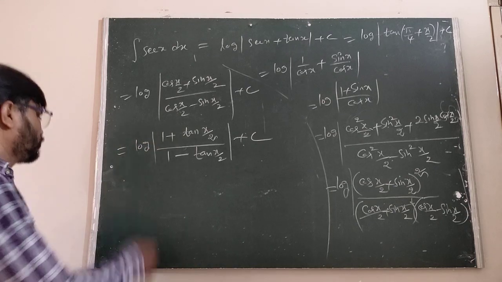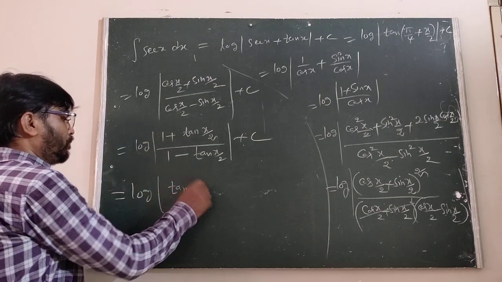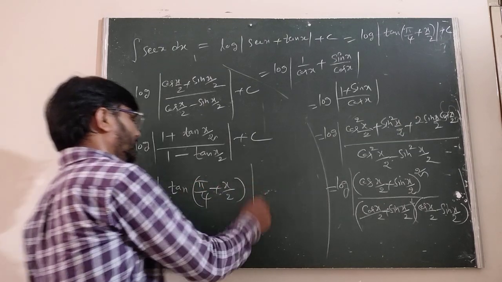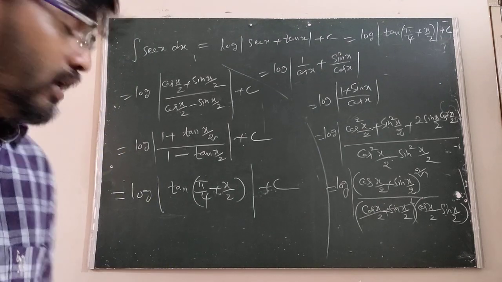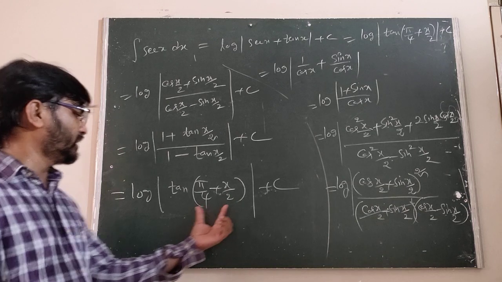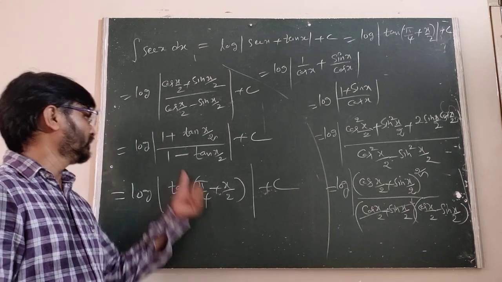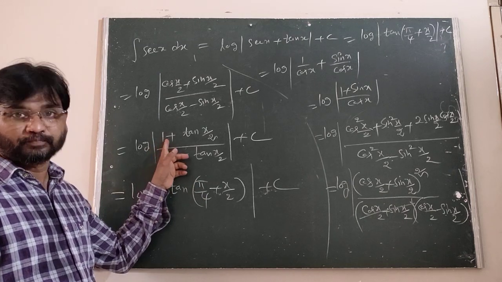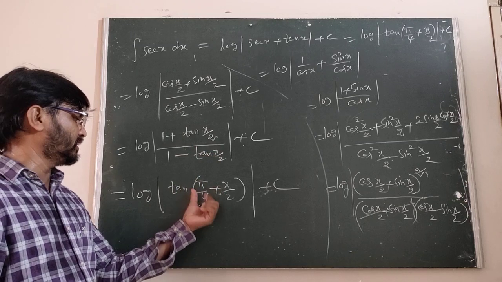Therefore, we know that this is log mod of tan of pi by 4 plus x by 2 plus c. Is it clear? This is the formula of tan of pi by 4 plus x by 2. This is the tan of a plus b. Tan a means tan 45, and tan 45 is 1, plus tan b is tan x by 2. Tan of a plus b is tan a.